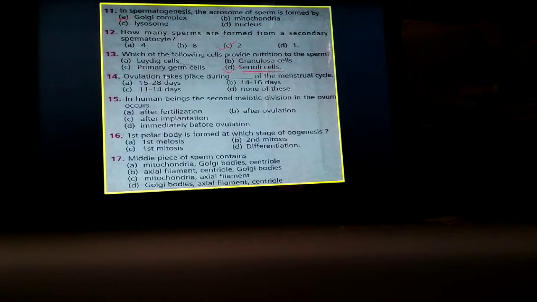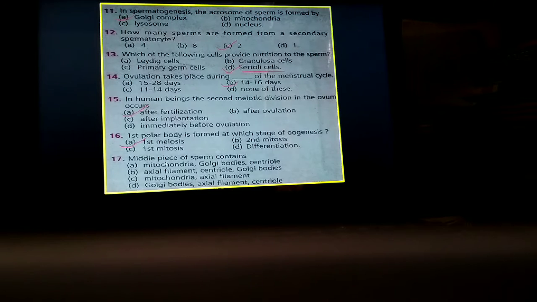Question number 14, ovulation takes place during which days of the menstrual cycle? So it actually takes place between 14 to 16 days of the menstrual cycle, on average on the 14th day. Question number 15, in human beings, the second meiotic division in the ovum occurs after fertilization, that is option A. Question number 16, first polar body is formed at which stage of oogenesis? So it is in the first meiotic division, that is option A is the correct answer.